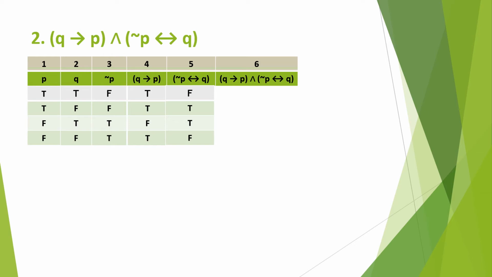The first one is true and false, so that's why it is false. Second one is true and true, so true. Third one is false and true, that is false. And last one is true and false, that is false again. So this is construction of truth table of Q implies P and negation P if and only if Q.